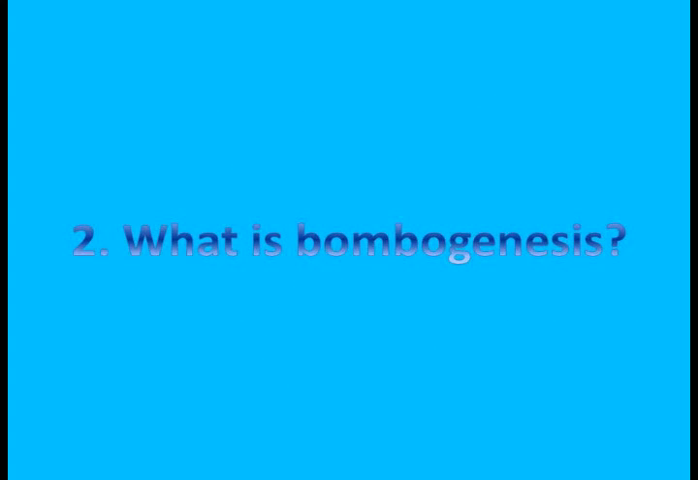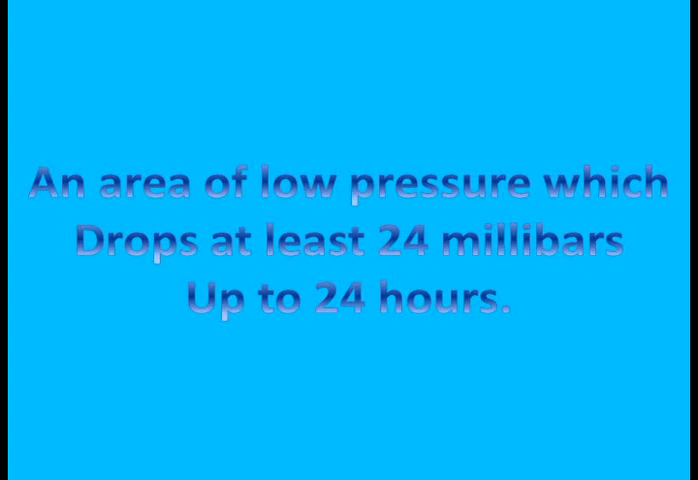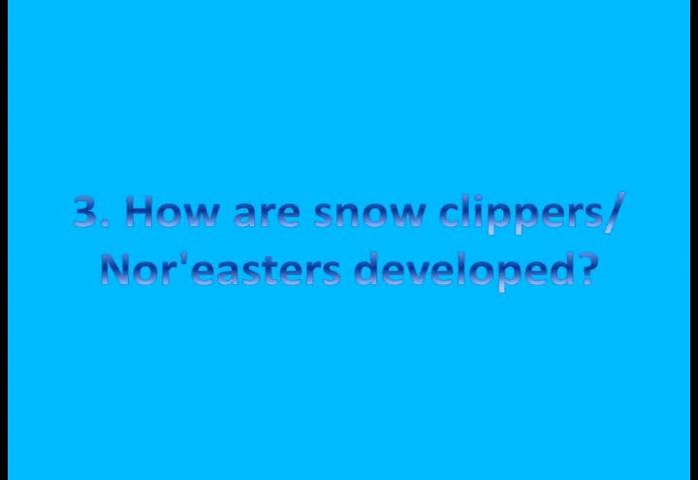Next one. What is bombogenesis? Now, bombogenesis is an area of low pressure which drops at least 24 millibars in 24 hours. Yeah, that's a key word for us meteorologists to learn. Just like hurricanes, bombogenesis occurs whenever there's a deep depression of low pressure in a short amount of time.